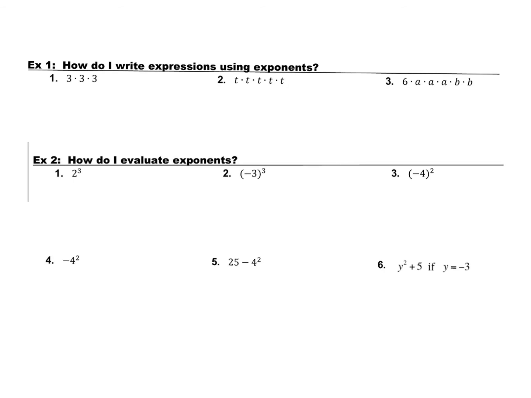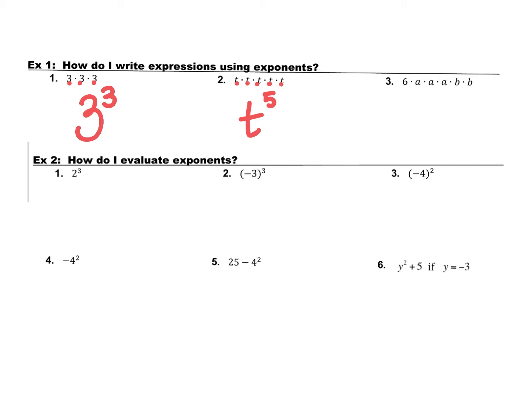To write expressions using exponents, we would take the base, so the big 3, and then count up 1, 2, 3. So that would be 3 to the third power. And for the next one, the base is going to be a t, so we would have t, and then 1, 2, 3, 4, 5. So it would be t to the 5th power.